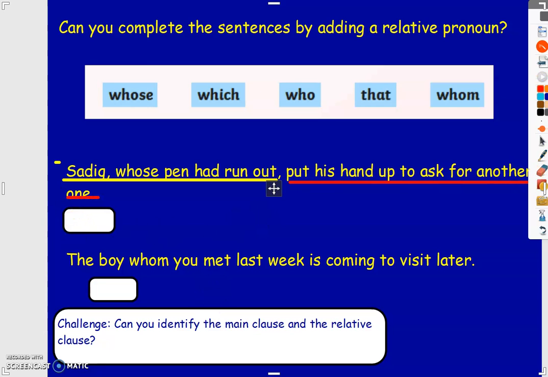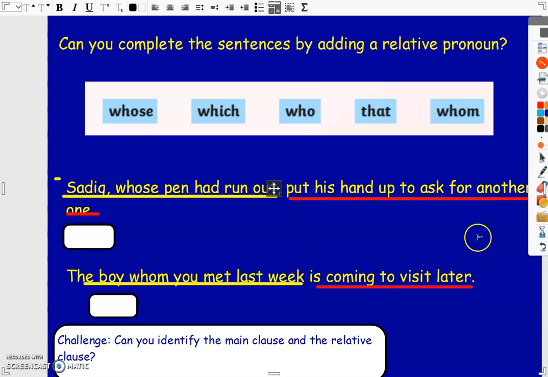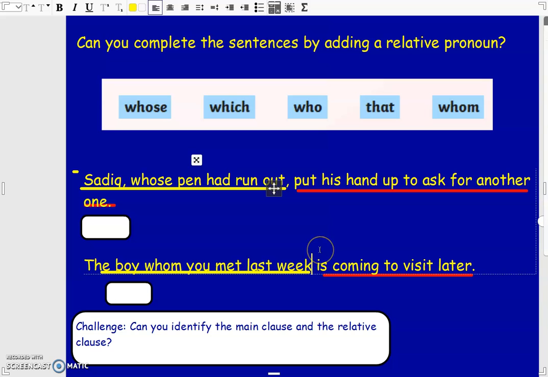The other one, the boy whom you met last week, makes sense. Is coming to visit later. Doesn't make sense by itself because you don't know what or who is coming to visit later. And there should actually be a comma just there. Oh no, it shouldn't. It should be there and there. The boy who you met last week is coming to visit later.